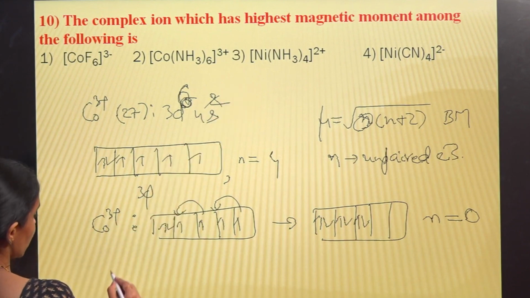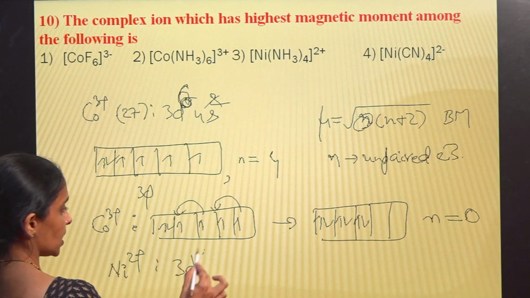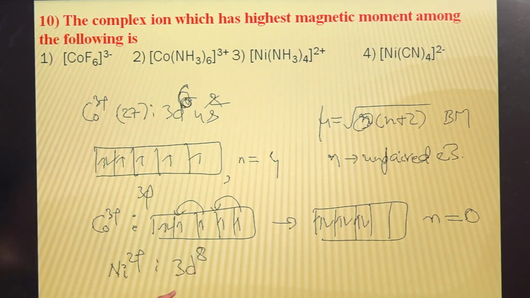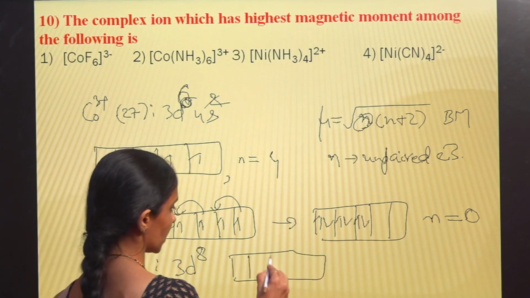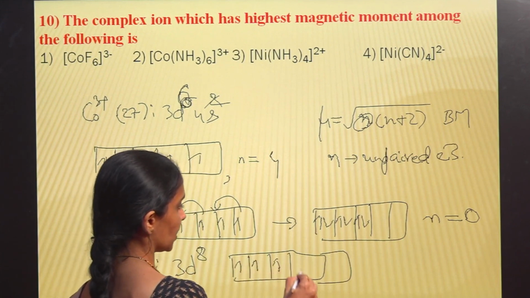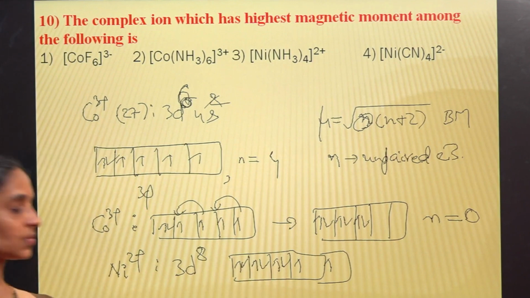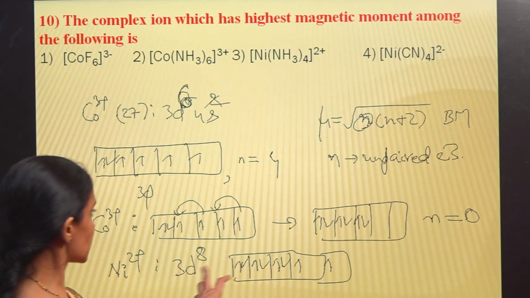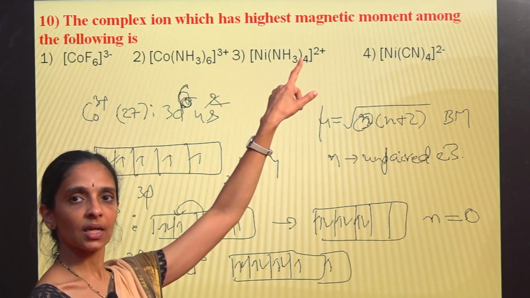The third complex is a Ni2+ complex. Ni2+ is 3d8, is it not? So the box diagram will be first 5 single electrons, then 3 electrons get paired up. So this is 3d8. Again, you have amine ligands.